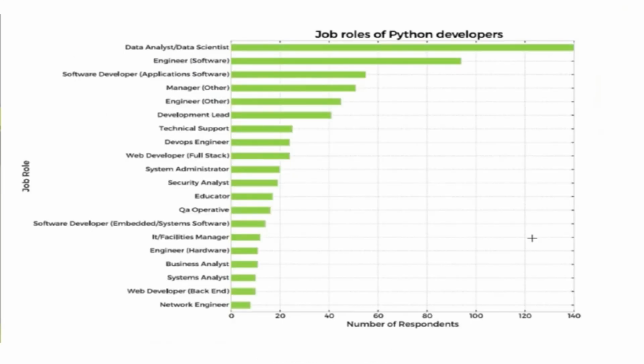And now we can see that there are so many job roles for Python developers. That means that when you start coding with Python, or you learn Python to a certain extent, you'll be able to get a certain job in Python. You can be a data analyst or data scientist. You can be a software engineer or software developer, that's application software. You can be a manager. You can be a development lead.